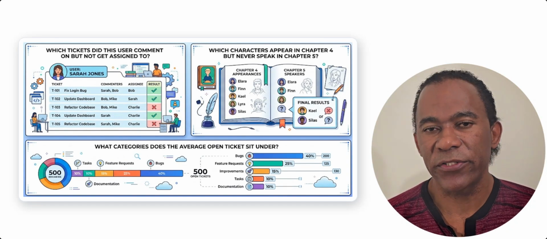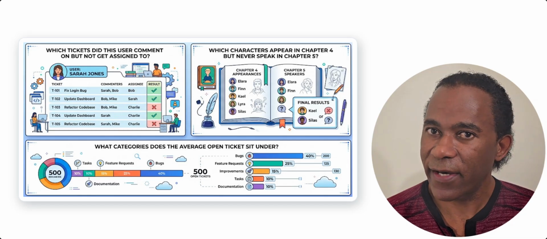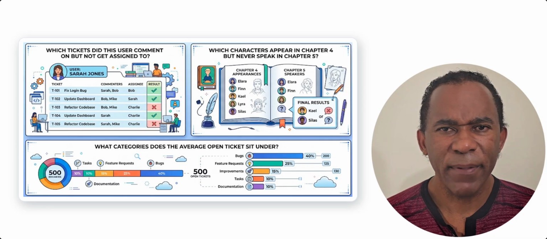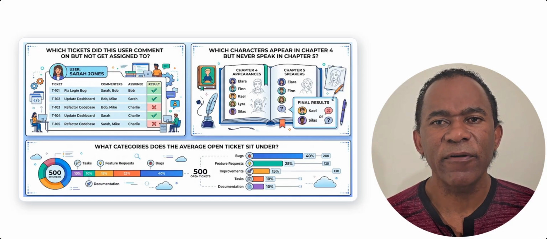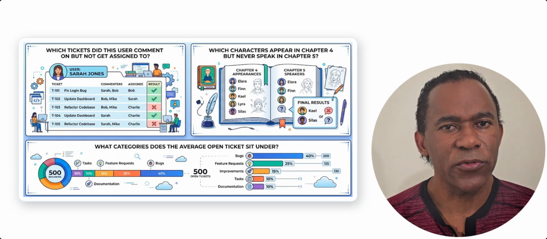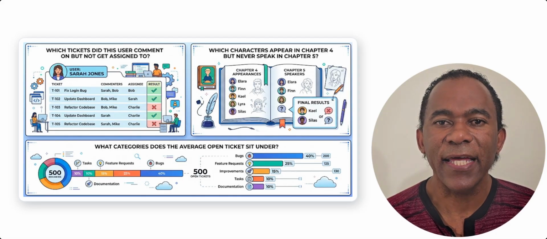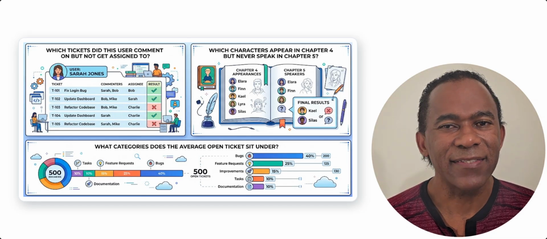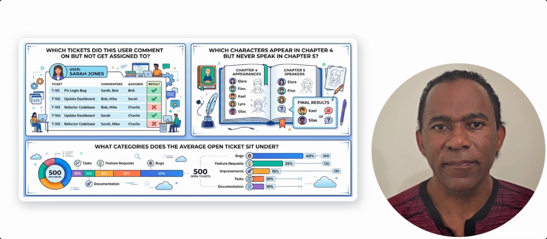Try asking these questions. What tickets did the user comment on, but never got assigned? What characters appear in chapter 4, but never speak in chapter 5? What's the average number of categories on an open ticket? None of those answers live inside a single passage of text. They live in the relationships between things. And cosine similarity has absolutely nothing useful to say about relationships.